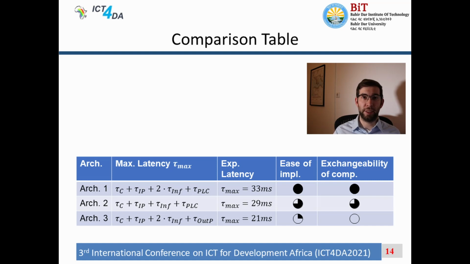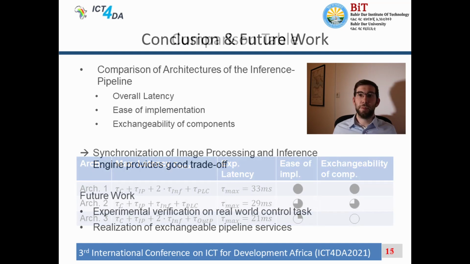The second architecture needs some links between the image preprocessing and the inference components, which is why it's a little bit less exchangeable compared to architecture 1. Since architecture 3 needs an understanding of the timings of the PLC before the inference can be started, this architecture is not exchangeable in a service-oriented architecture.